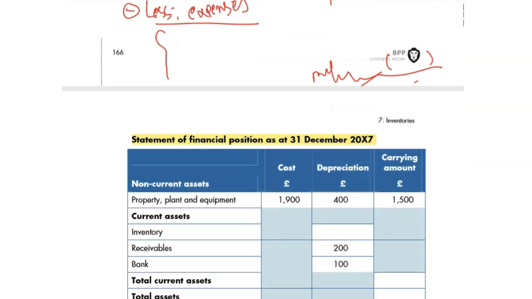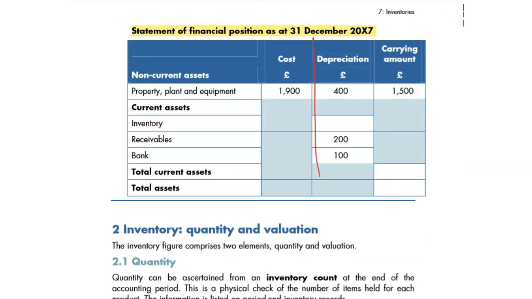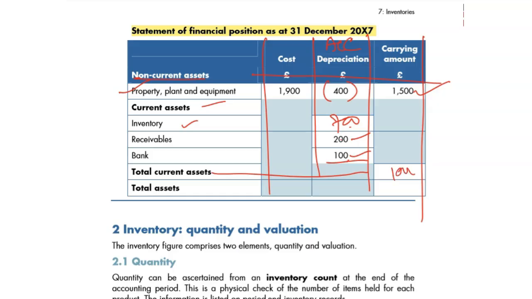The statement of financial position has three columns: cost, provision for depreciation or accumulated depreciation, and net book value or carrying amount. There's a non-current asset, property, plant and equipment: cost minus accumulated depreciation gives carrying amount. Current assets: inventory. Closing inventory is your current asset, 700. Receivables are also a current asset. Bank is also a current asset. £1,000 is your total current asset. And you have non-current assets of 1,500. So altogether, 2,500 is your total asset.